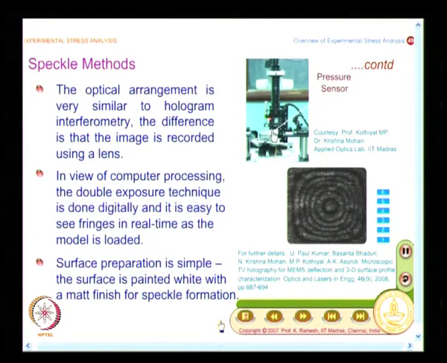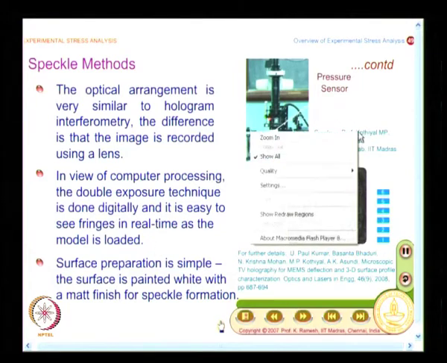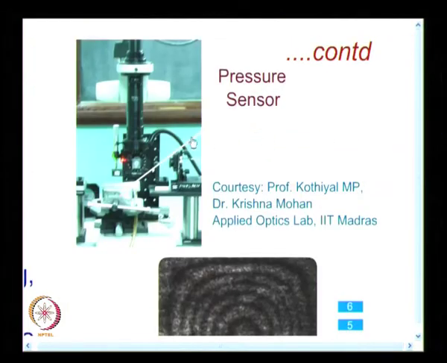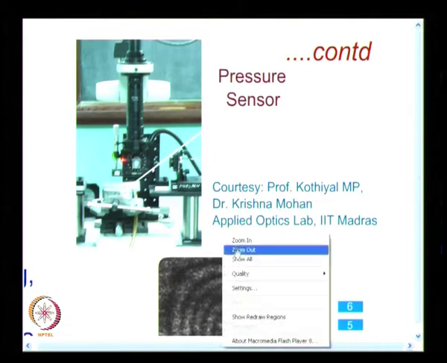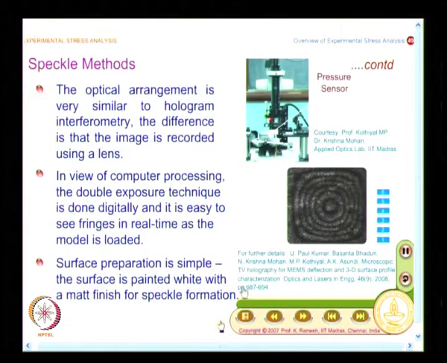And we can also have a look at the close up view of this, and this is actually a microscope which is used, and you have a pressure sensor which is very, very small, and you see the fringe pattern of this, and this was done in Professor Kotial's lab, Applied Optics lab, IIT Madras. And if you want to have further details, you can go to this reference.